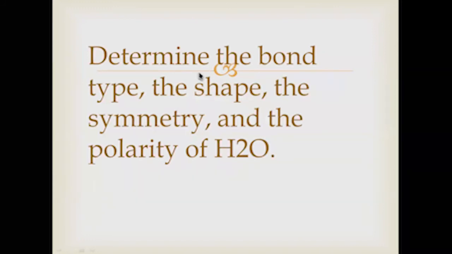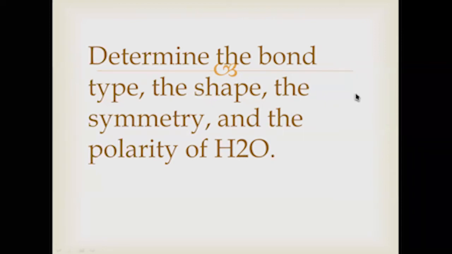Now, the second question is to determine the bond type, the shape, the symmetry, and the polarity of H2O. To know the bond type, we should know the type of the atoms in the compound. In this example, all atoms are non-metal, so that means the type of bond is a covalent bond.